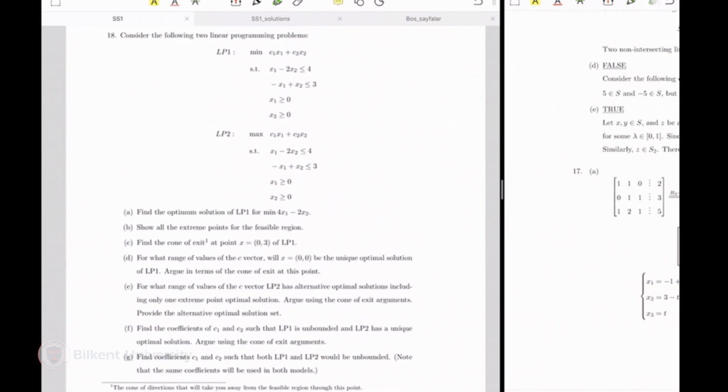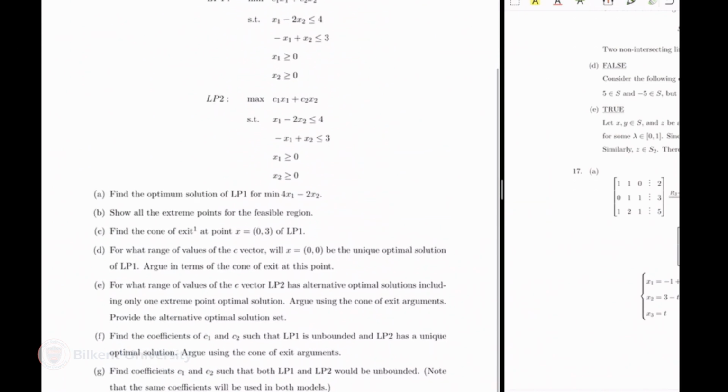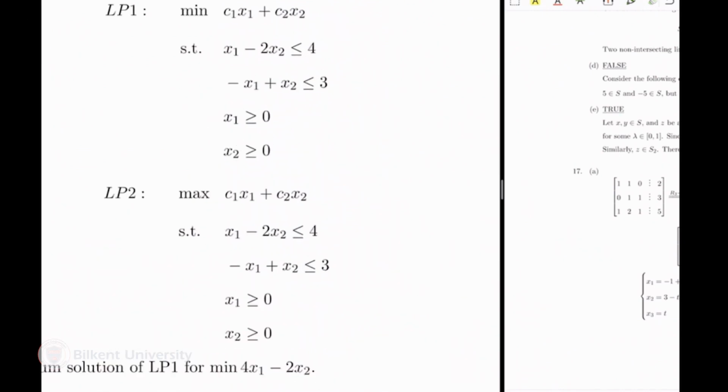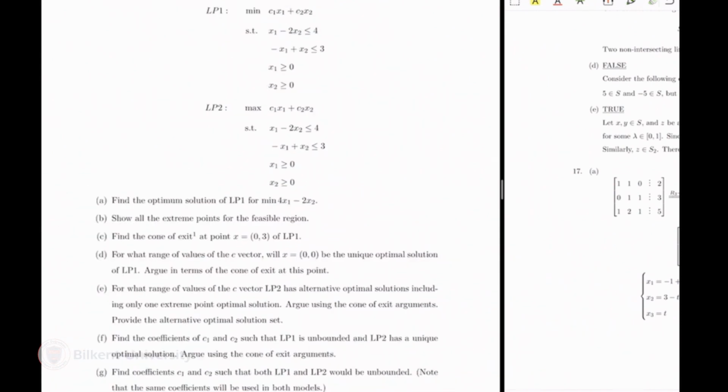In question 18, we have two linear programming problems, LP1 and LP2. They have the same constraints, the same objective function. The only difference is LP1 is minimization and LP2 is maximization. No other differences. So part A is asking us to find the optimal solution of LP1 when the objective function is 4x1 minus 2x2.